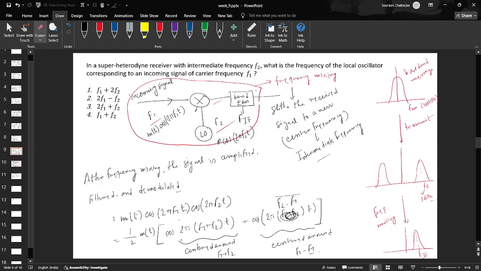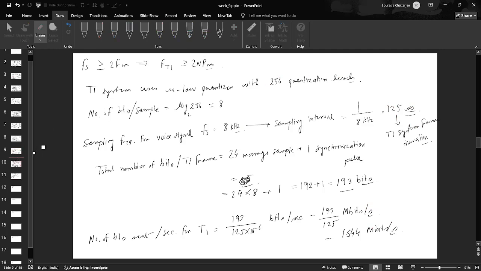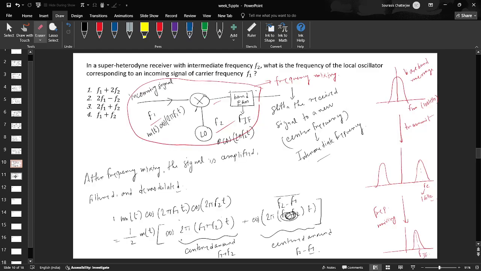So in our question it's a superheterodyne receiver, so your local oscillator frequency is going to be f1 plus f2. One thing, I mixed two things. I mentioned the local oscillator as f2, so even if the answer is correct I should change the notation here. So this is f2, and let's call the local oscillator f dash here, otherwise it's going to create confusion.